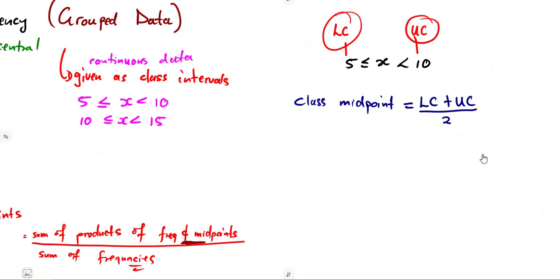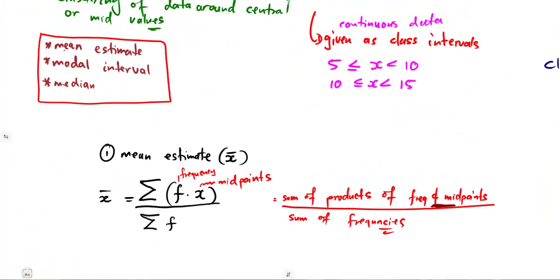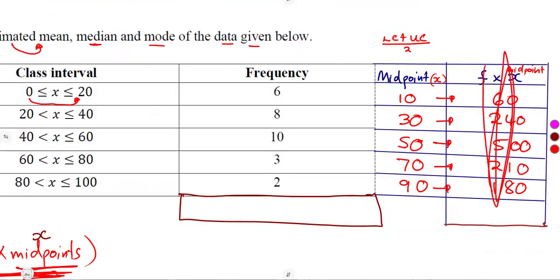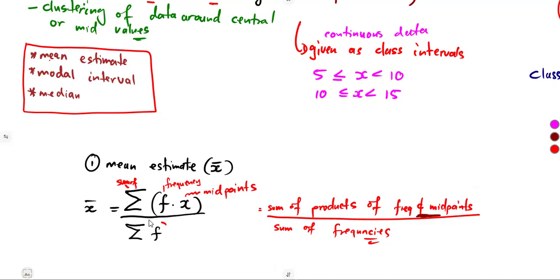So the formula, from what we had here, we need the sum. Summation, this one, sum of. Remember, sum of. We must add those. Frequency times what? Midpoint. What is the sum? Already here, we can see the frequency times midpoint, but we must add these: 60 plus 240 plus 500 plus 210 plus 180. That is going to give you 1,190.